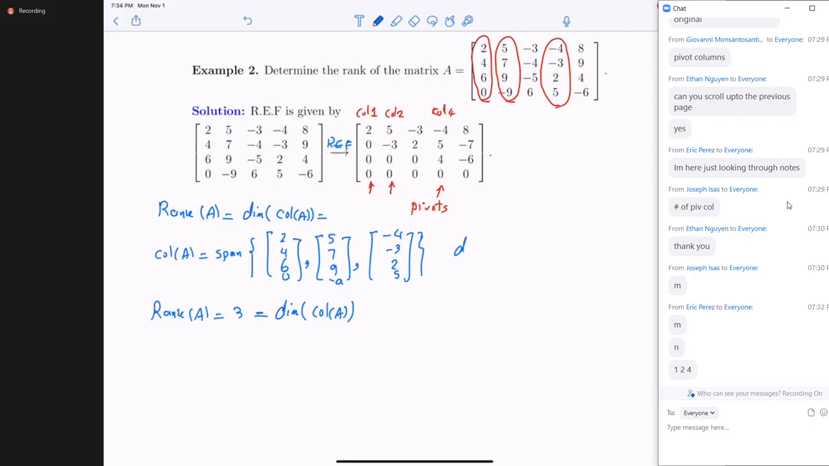Okay, so now to move to the next page, guys.